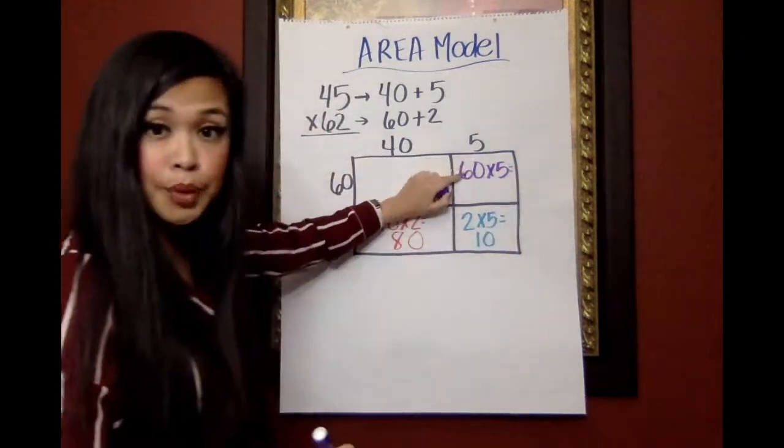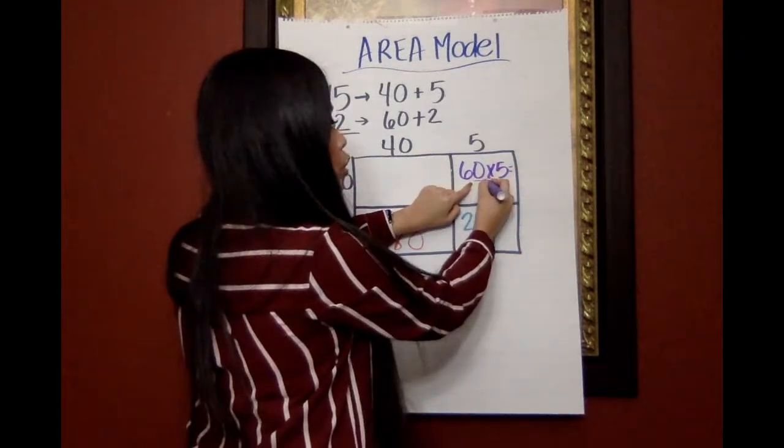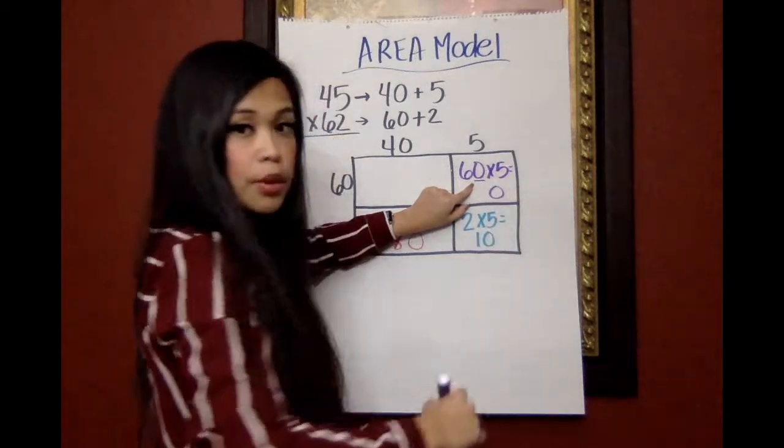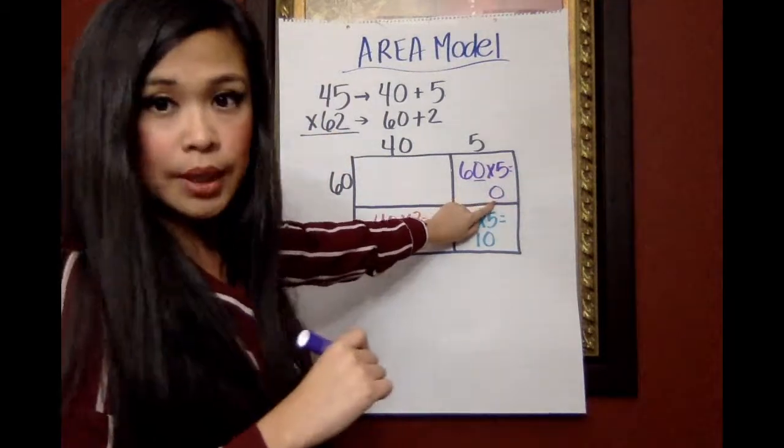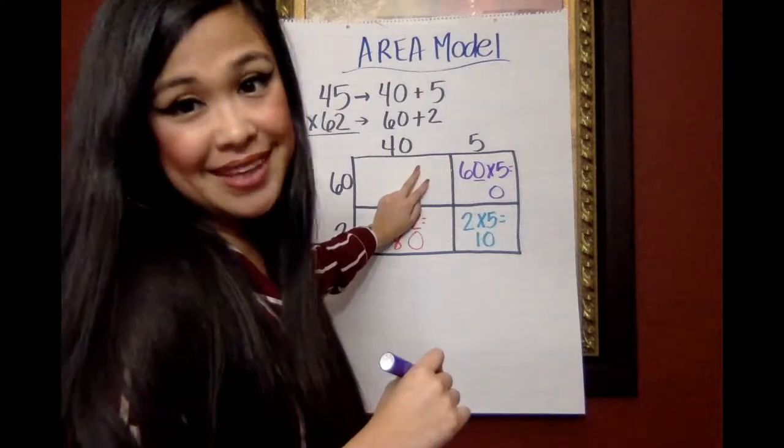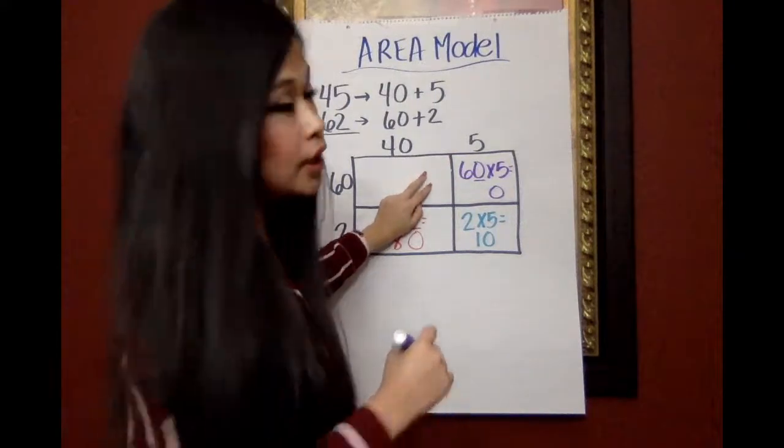Remember, I wrote my partial product down. I'm going to go ahead and balance my zero so I know that I don't lose it, okay? And then 6 times 5 is 30. Good job.